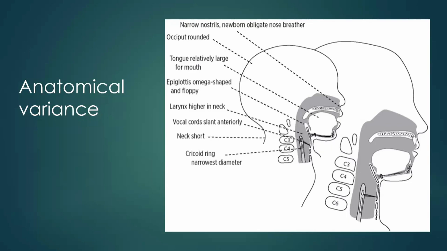The larynx sits a lot higher in the neck, which also makes our view of this space a bit more difficult. And the vocal cords also slant a bit anteriorly. They're not perpendicular, as you would see in an adult. They have very short necks. And just remember that the cricoid ring is part of the narrowest diameter. All of this speaks to the fact that the intubation of a child, in and of itself, is already a difficult airway, regardless of the fact that in the patients we're going to be talking about, on top of this, they're going to be critically ill in some regard.